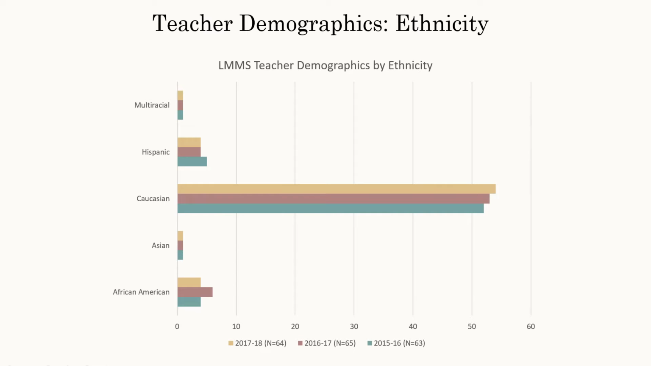Ethnicity, we do have a high population of Caucasian teachers as compared to our other subgroups, and that is comparable with our student population. But as far as our subgroups, those are definitely not comparable with our ethnicity of our student subgroups. So that's definitely an area that we need to work on and grow in.